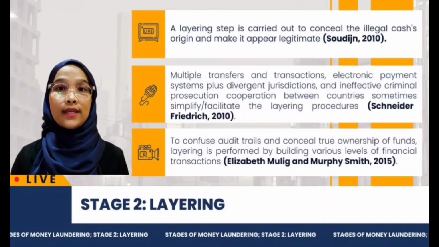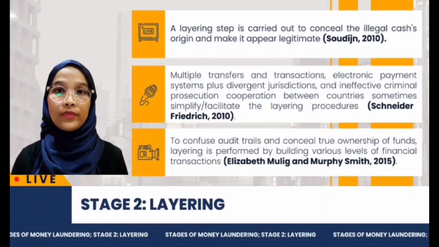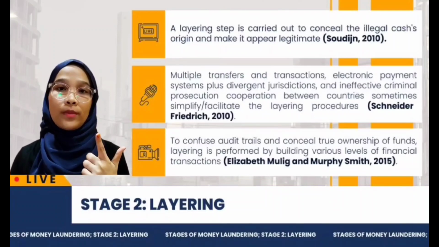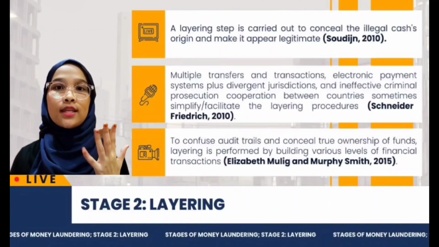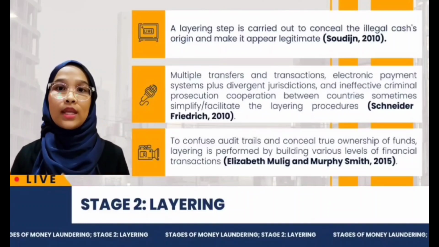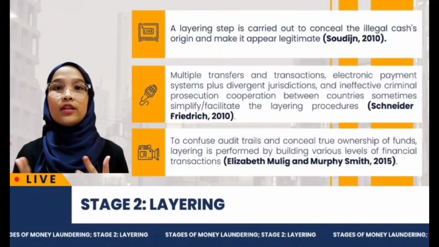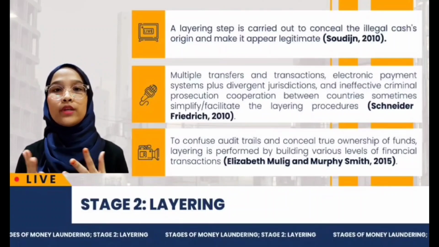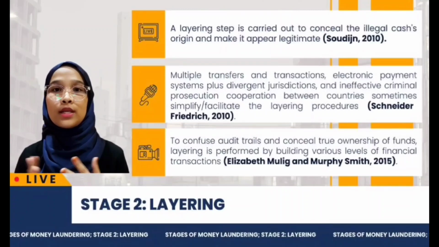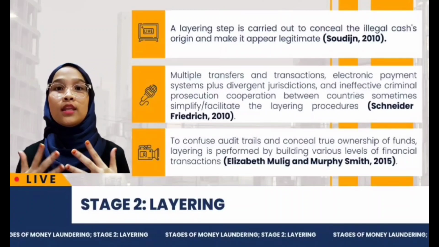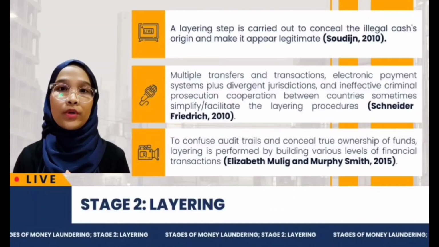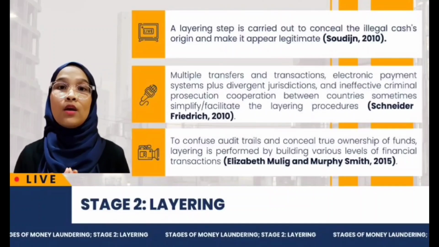According to Sodigen 2010, a layering step is carried out to conceal the illegal cash origin and make it appear legitimate. Electronic fund transfer, offshore banks, shell corporations, trusts, and intermediaries are all examples of layering. This is the stage where the illegal money is moved, disseminated, and camouflaged to hide its criminal origins. Schneider Friedrich 2010 state that multiple transfers and transactions, electronic payment systems, plus divergent jurisdictions and ineffective criminal prosecution cooperation between countries sometimes simplify or facilitate the layering procedures.